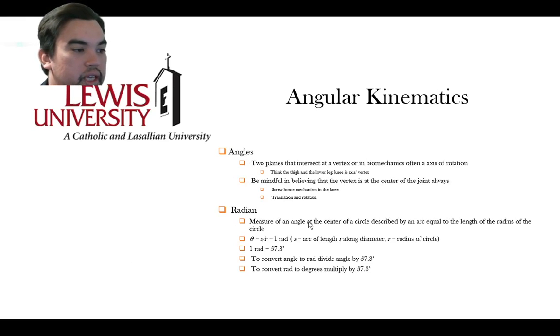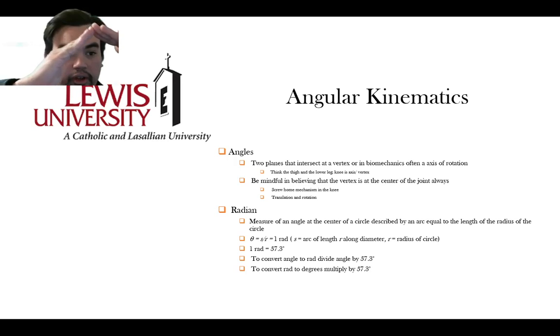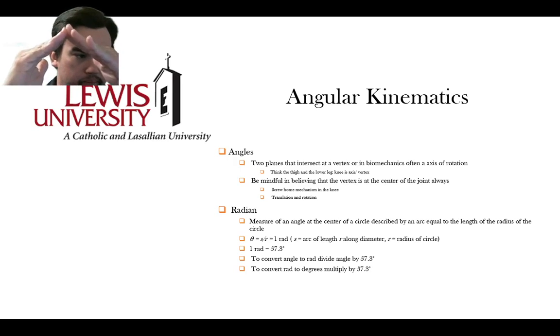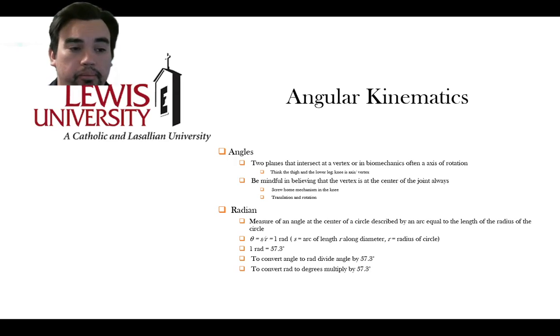So then as we look at angular kinematics, we look at angles, of course. There are two planes that intersect at a vertex, or what we call the axis of rotation, typically in biomechanics. Think of the thigh and the lower leg, and then the knee. If my thigh and my lower leg are the two points creating my angle, the middle point would be my knee, which would be my axis or my vertex, where all that motion is going to actually occur, that hinge, right?